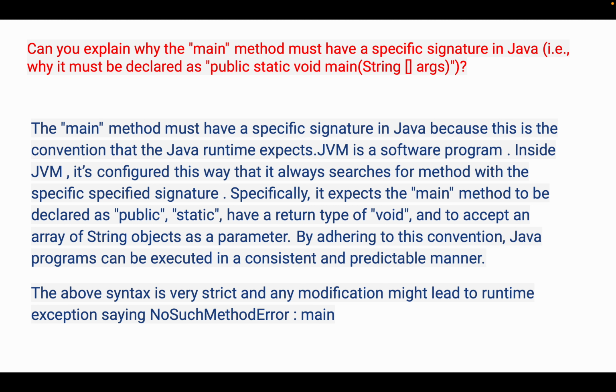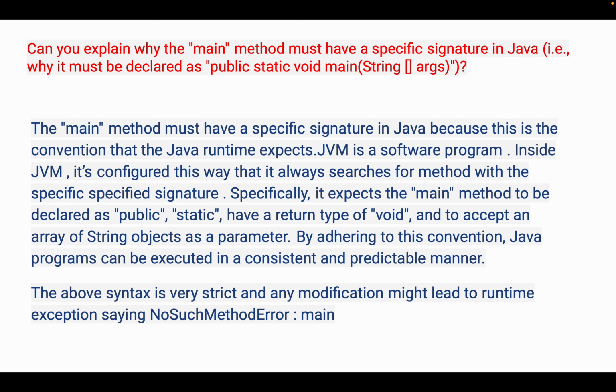The next question that might be asked is: can you explain why the main method has a specific signature in Java, that is, why it must be declared as public static void main String array arguments? That means why do we have to follow the specific format. To this we can answer that the main method must have a specific signature in Java because this is the convention that the Java runtime expects. The JVM is a software program. Inside the JVM it is configured this way, that it always searches for a method with a specific signature.